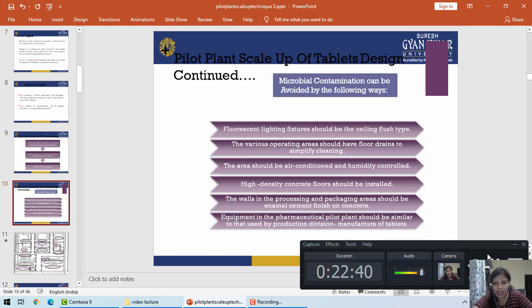High density concrete floors should be installed. The walls in the processing and packaging area should have an animal cement finish on concrete. The equipment in the pharmaceutical pilot plant should be similar to that used by the production division manufacturers of tablets. Okay, so these are the six points which we can use to avoid microbial contamination in the production area.